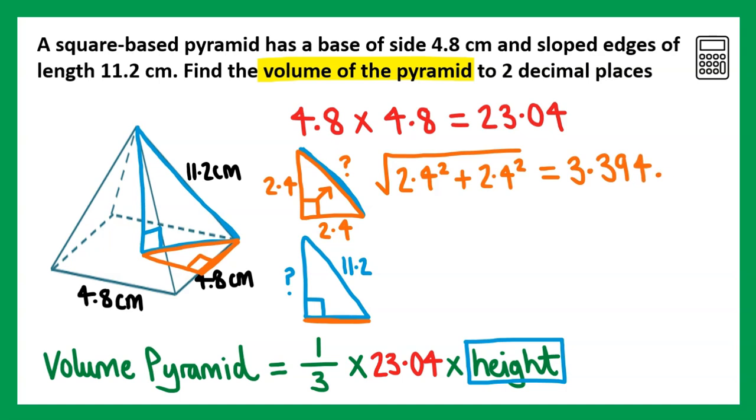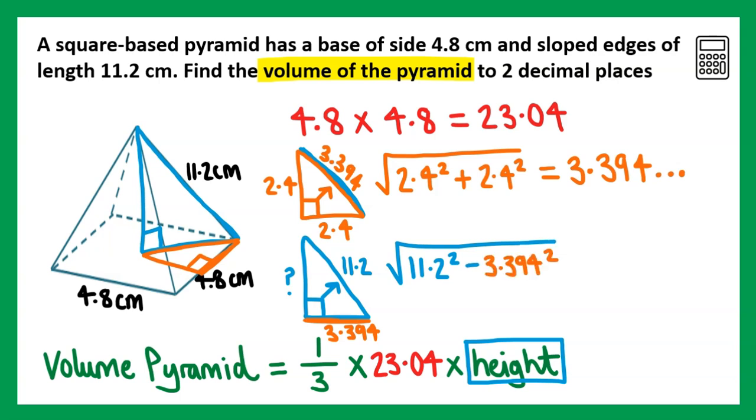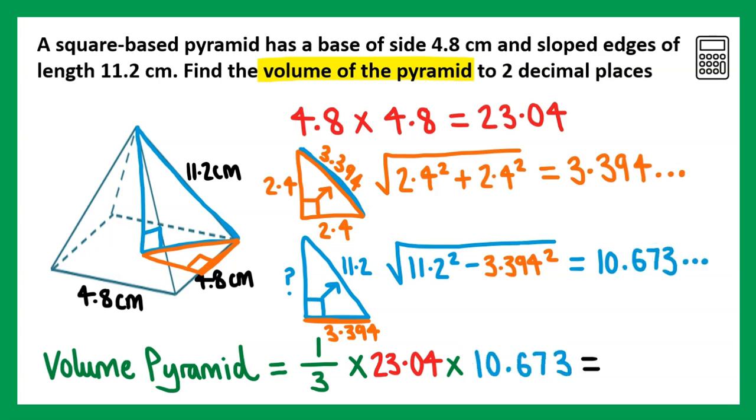So 3.394. That means this length is 3.394, which is shared with the length on the blue triangle, which then allows me to find the missing height from the blue triangle, which is the height of the pyramid. So using Pythagoras again, this time the hypotenuse is known. So the square root of 11.2 squared minus 3.394 squared, which is 10.673. This is the height of the pyramid. So using my calculator, a third of 23.04 multiplied by 10.673 is 81.97 centimeters cubed.